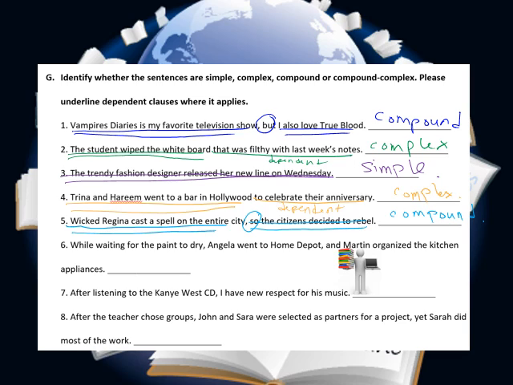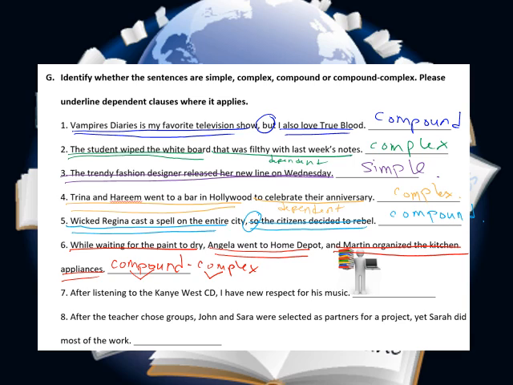While waiting for the paint to dry, it's a dependent clause. Angela went to Home Depot, it's an independent clause. And Martin organized the kitchen appliances, it's an independent clause. So it's a compound. Excellent. So this makes the sentence compound-complex. It has one dependent clause and two independent clauses, which means it can be compound-complex together.